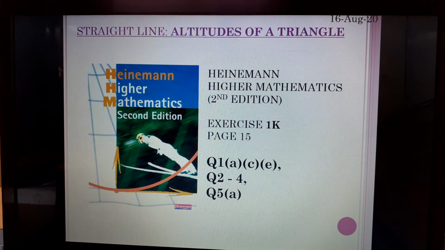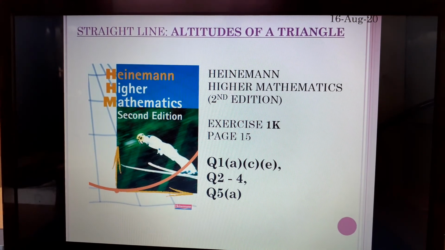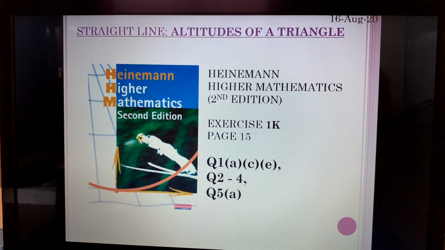Okay. Right, so we're now on to exercise 1K. And here we have our selection of questions. And remember, ask your teacher for help. Let your teacher know once you're finished. And good luck and take care.